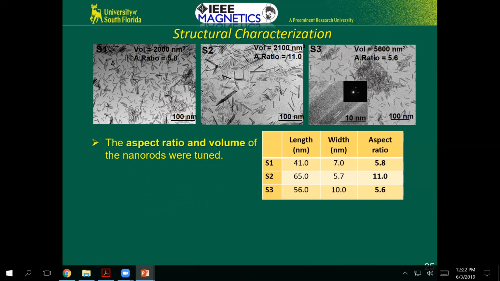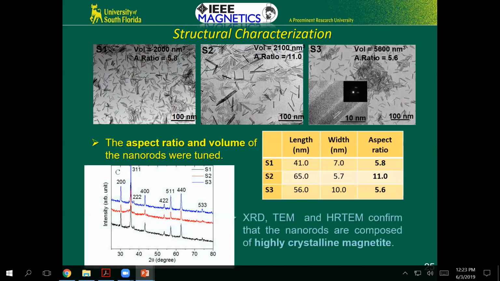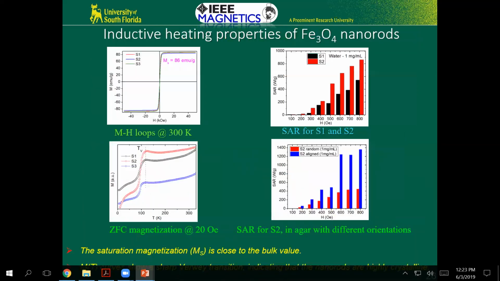So essentially, we can play with the aspect ratio here, change the length and width to some extent. We compared the SAR with the aspect ratios and the magnetization, and indeed, the good news is that these nanorods are giving us really high SAR, very respectable SAR. So again, making the case that you change the anisotropy, and that has a direct influence on the hyperthermia potential.